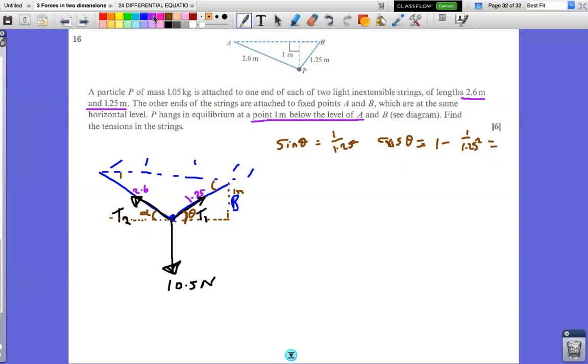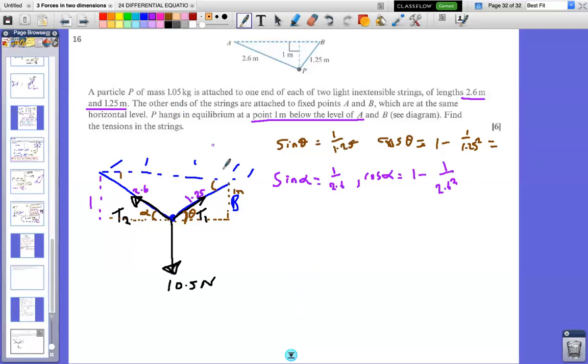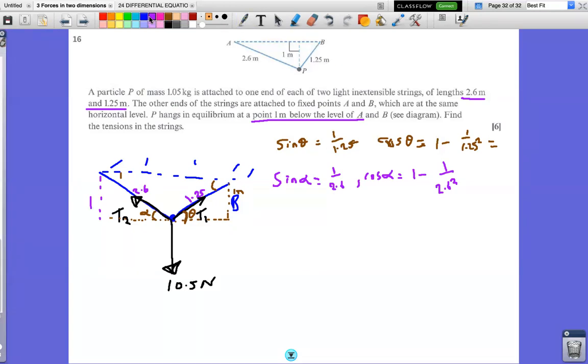And then we have, this is also 1. So sine alpha is 1 all over 2.6. Cos alpha will be the square root of 1 minus 1 all over 2.6 squared. And then from here now, you resolve these forces.